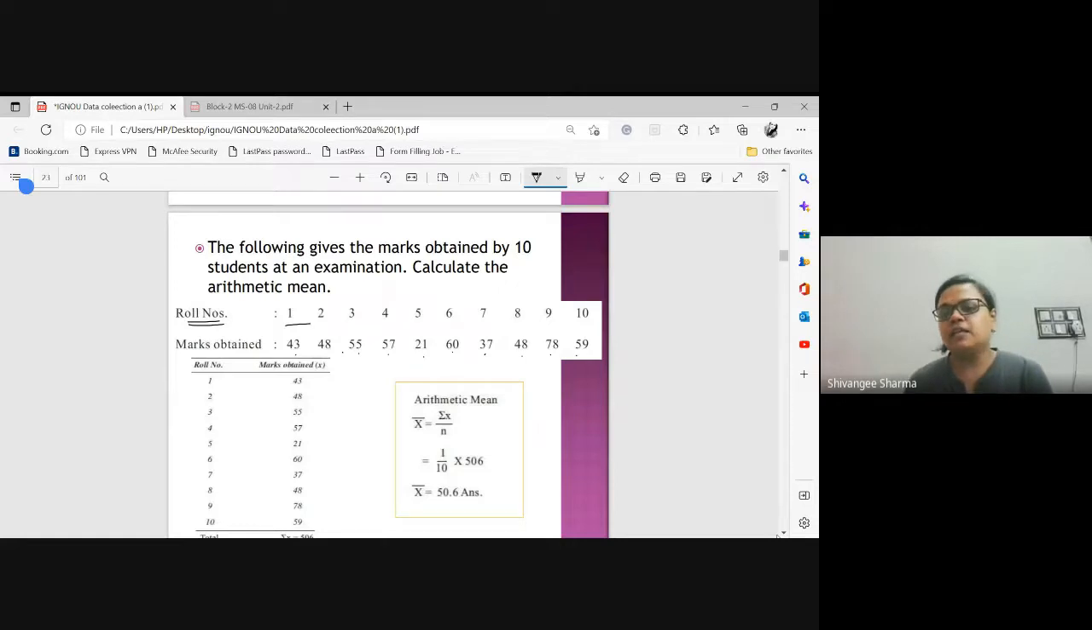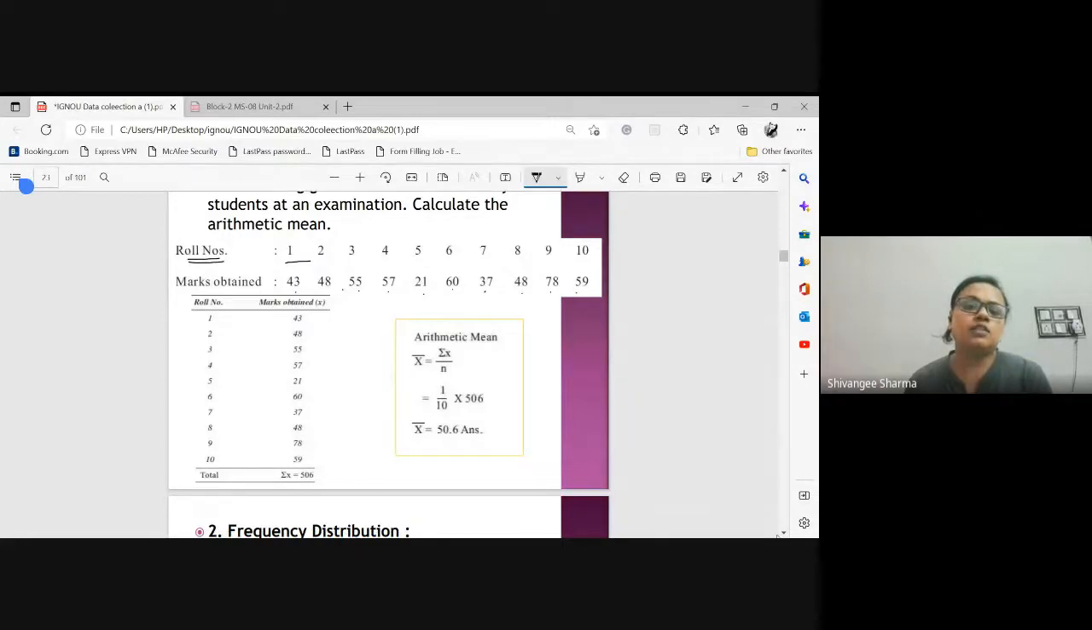For calculating the arithmetic mean, you have to add all these marks, which are 43, 48, 55 till 59. When you add these marks, the total will be 506, right? And you have to divide by the number of students. There are in total 10 students in the class. So we divide 506 by 10, which is 50.6. So the average marks of this individual data set, or of this class, is 50.6.